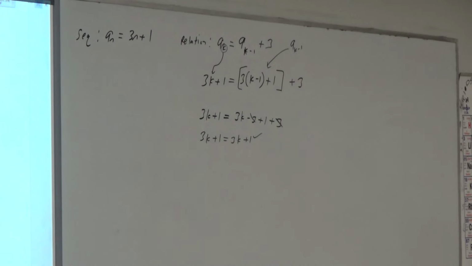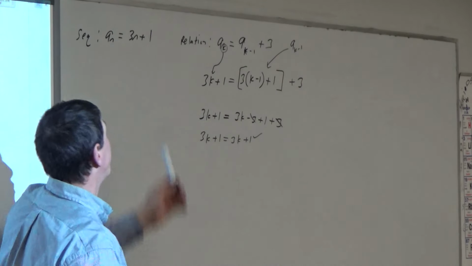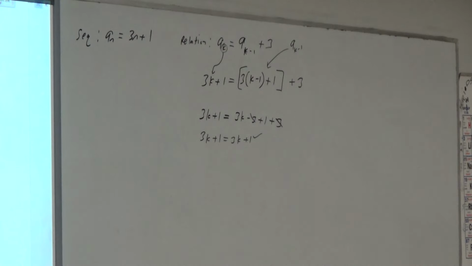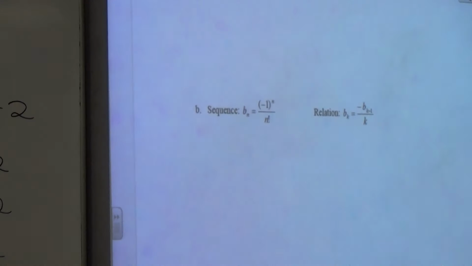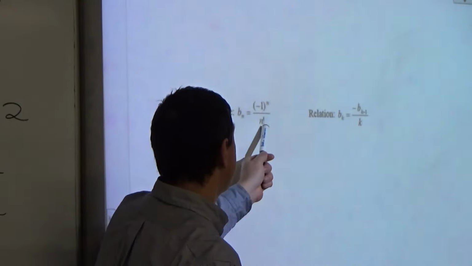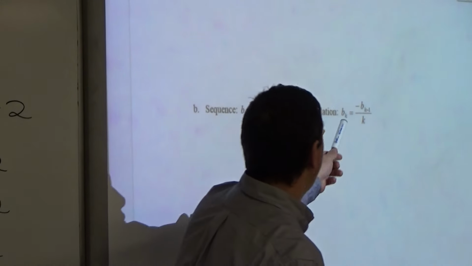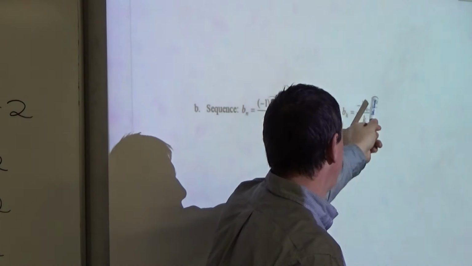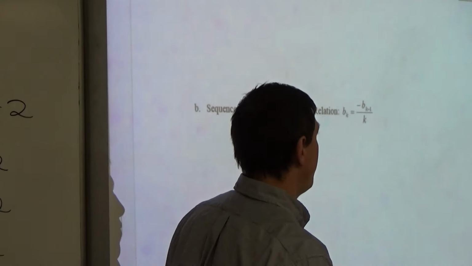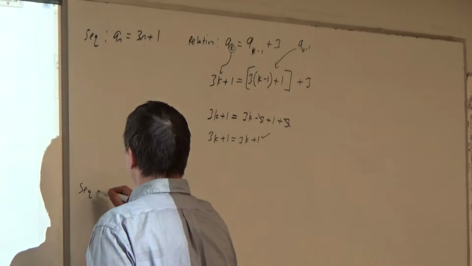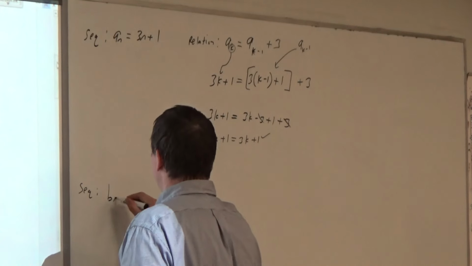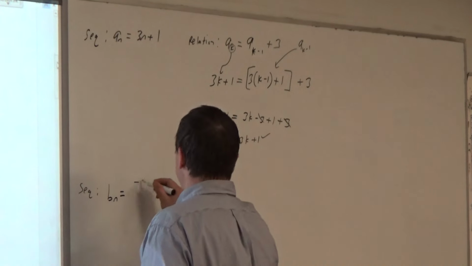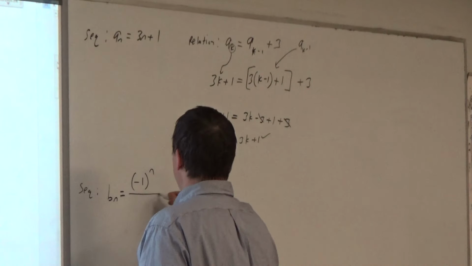And again, this is what we're eventually going to get to, but for right now, I'll just give you guys the answer. We can do the same thing with the next example. For the next one, we're saying that the answer to the recursive sequence is -1 to the n over n factorial, and this is what we're trying to make into something that's not recursive. So let's go ahead and do that. The sequence we're given is b sub n is equal to -1 to the n divided by n factorial.